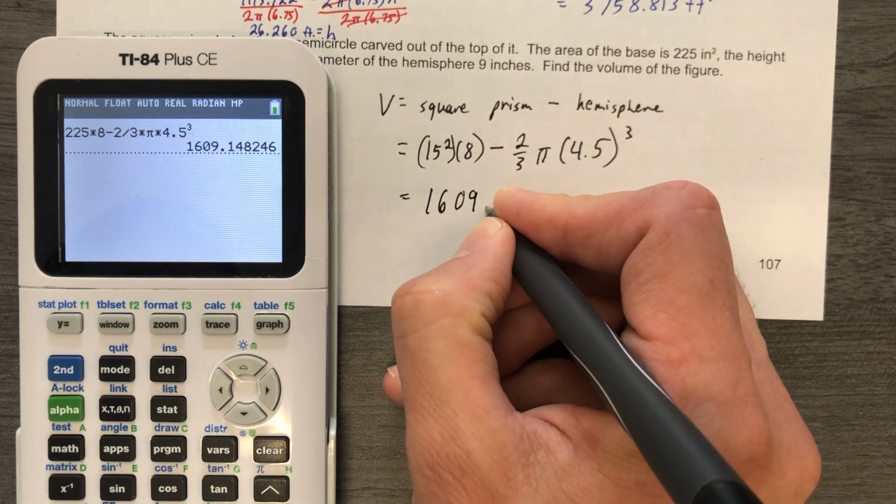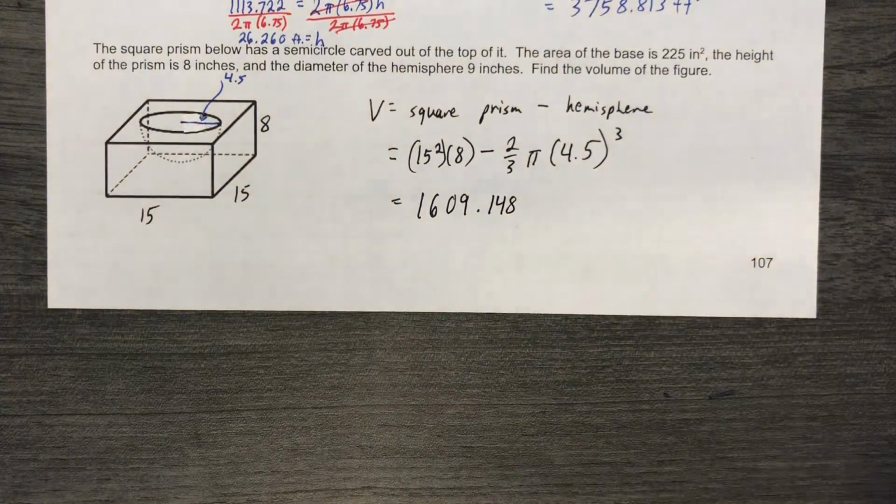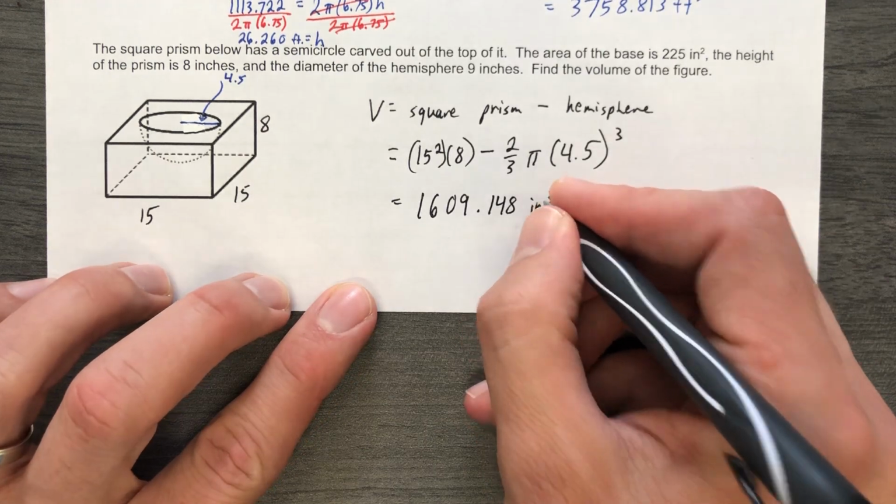1609, which was a very good year. 0.148. 0.148 cubic inches.